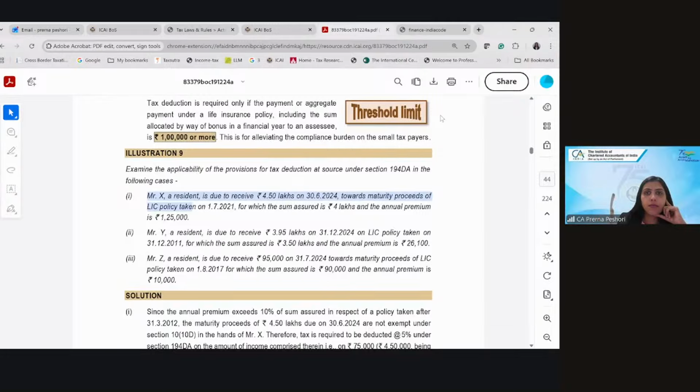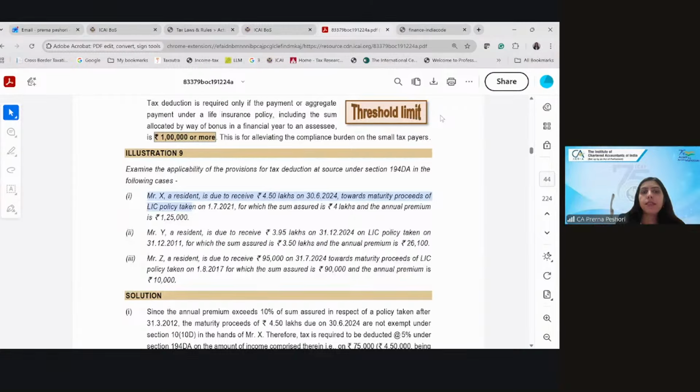Since the annual premium paid is more than 10% of the sum assured of 4 lakhs, 10(10D) will not be applicable here. Yes, ma'am. Annual premium is 1,24,000, right, ma'am? And sum assured is 4 lakhs, so it is greater than 10%. So deduction under 10(10D) will not be applicable.